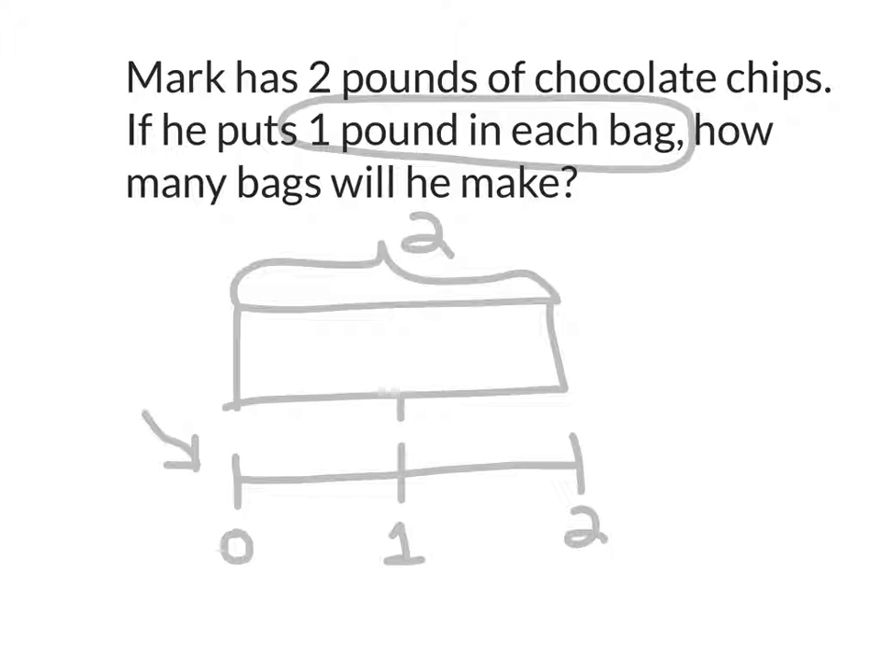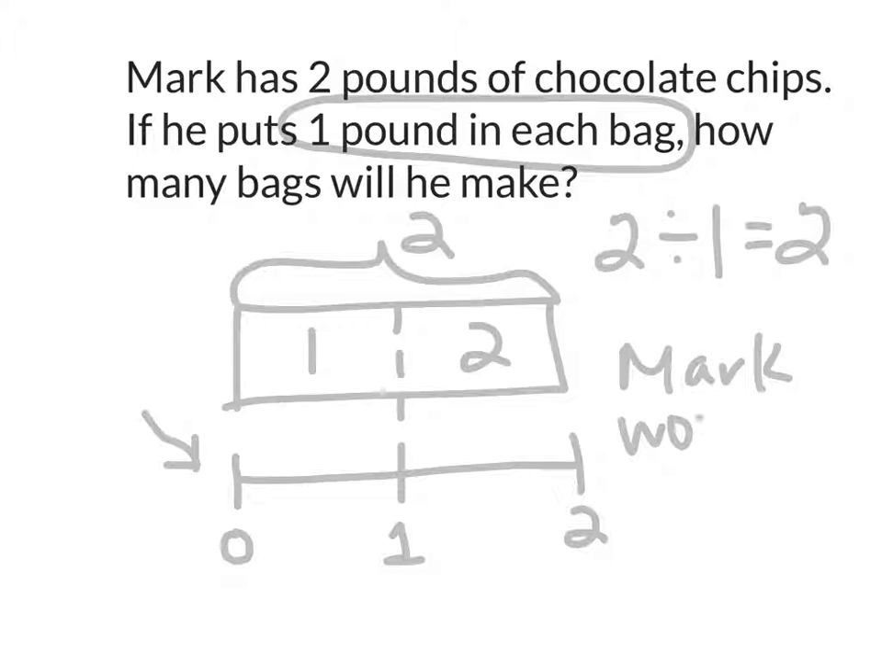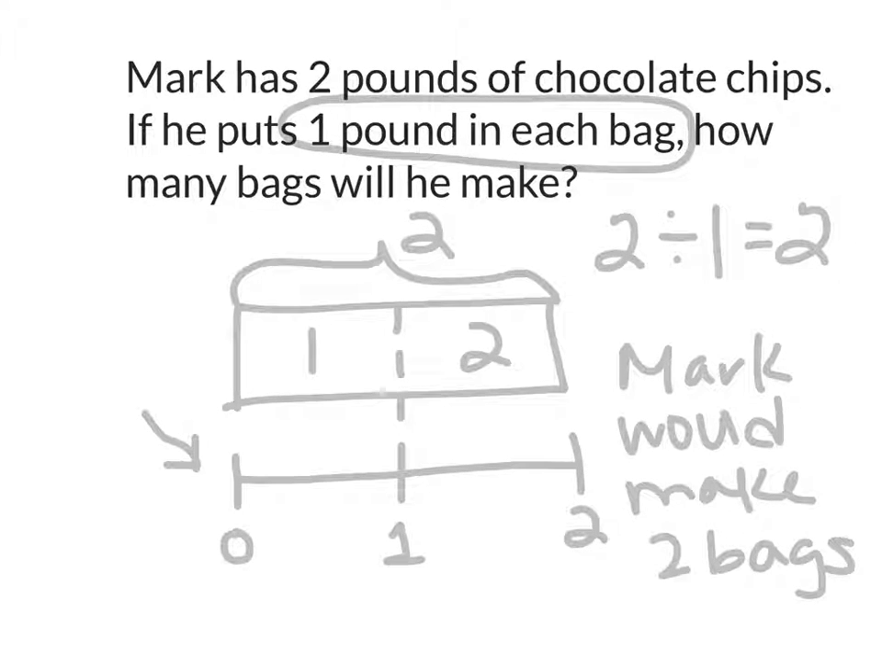And if we draw our dotted line up here, we would see that there's 1, 2. The 2 pounds of chocolate chips divided by the 1 pound in each bag would equal 2 bags. So in this one, Mark would make 2 bags. Let's keep going.